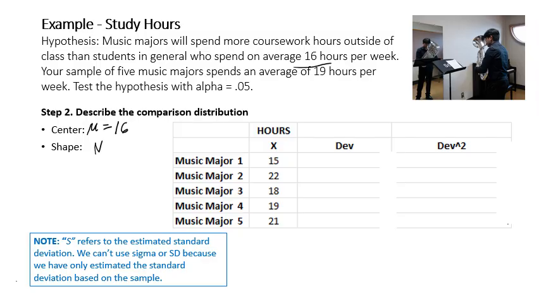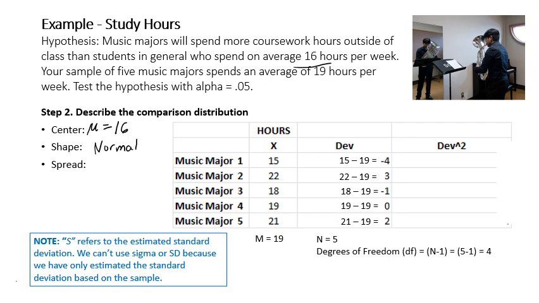Our shape is just normal. And our spread is calculated as the standard deviation, but estimating it back based on the degrees of freedom. So I've gone ahead and actually calculated the mean for this group. We find that it's 19. And that's stated up here. Our degrees of freedom and number are stated here. And you can see I've gone ahead and calculated our deviations, our 15 here minus the mu of 19. And I've also gone ahead and squared them.